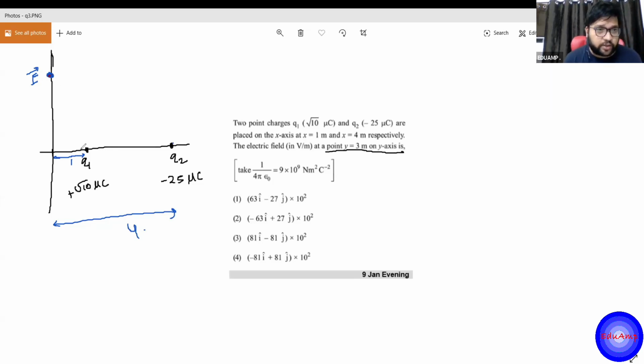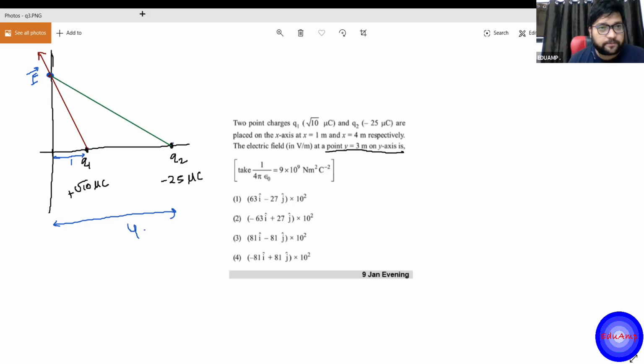Now this q1 is positive, so obviously it will be repelling it in this direction, like this. This is the direction in which the charge q1 will repel that plus 1 charge. That plus 1 charge is called test charge. And this q2 is negative, so obviously it will not be repelling but attracting this plus 1 test charge that you have.